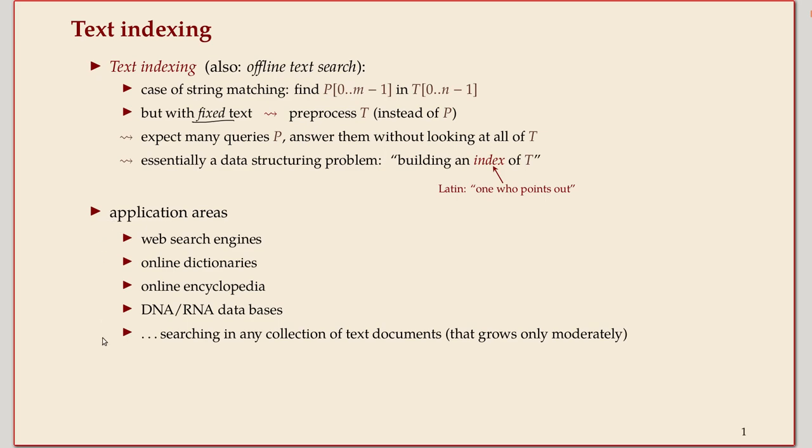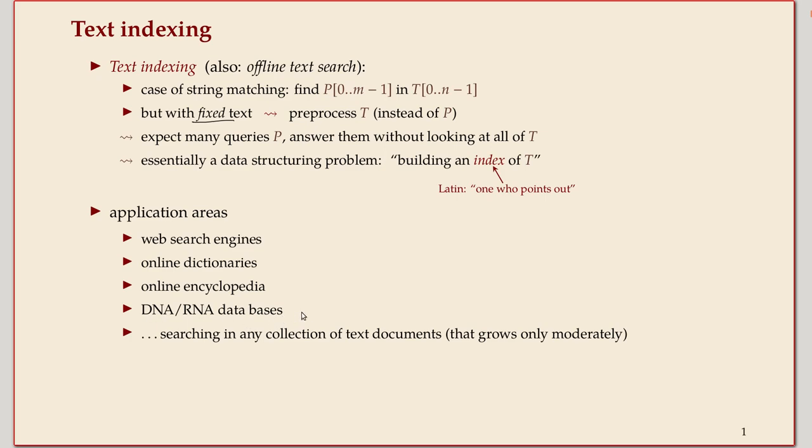There are many applications that use text indexing in one way or another. All search engines, web search, are text indexing in some sense. They do a lot more on top of that. They don't just find exact matches, but that's how they started. More specifically, dictionaries are a specific form where you're only looking for specific words in typical cases.